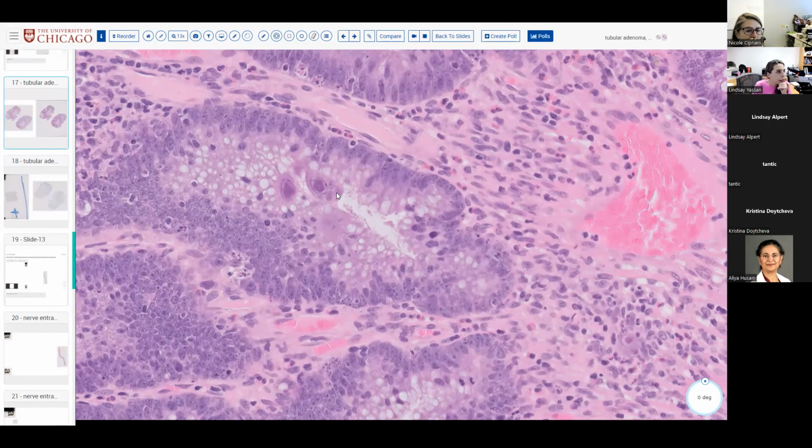Oftentimes in these colon, any GI specimen, it's more common to see it in the stroma or the endothelial cells or the macrophages, but you can also see it within the epithelial cells as well. Classically, you have these intranuclear inclusions. You can see some margination of the chromatin, classic owl's eye appearance.